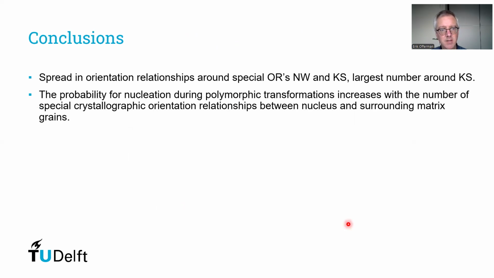So we see that there is a spread in orientation relations around Nishiyama-Wasserman and Kurdjumov-Sachs, but Kurdjumov-Sachs has the largest number, and the probability for nucleation increases with the number of special crystallographic orientation relationships between the nucleus and the surrounding matrix grains.